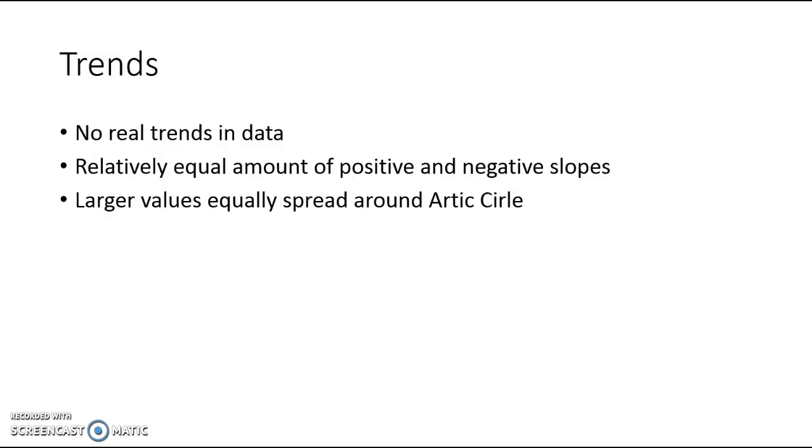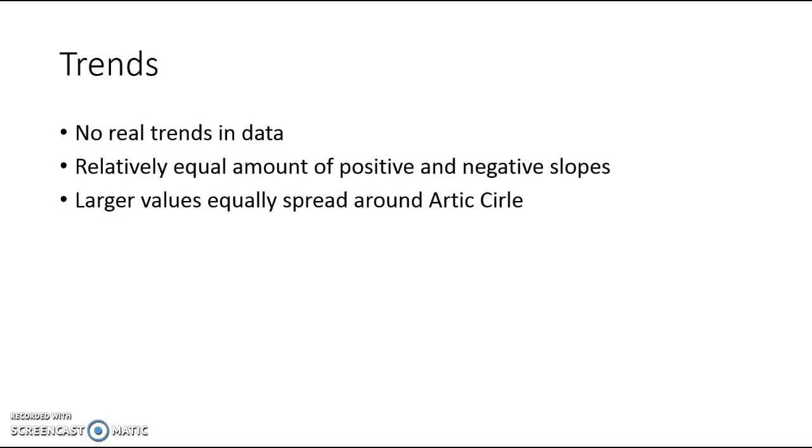Some trends we saw: there weren't really any significant trends in the data. There were a relatively equal amount of positive and negative slopes, meaning a relatively equal amount of positive changes in temperature as well as negative changes in temperature.